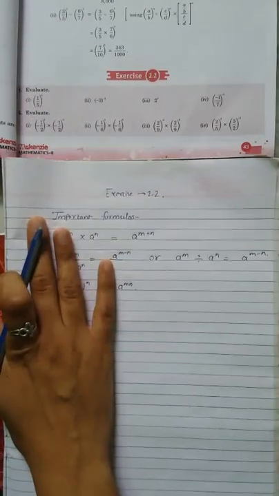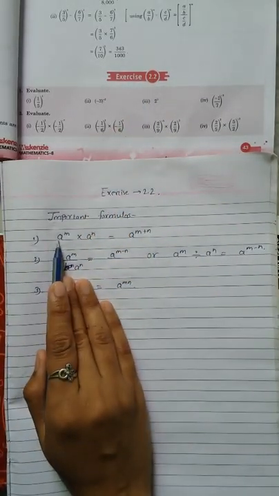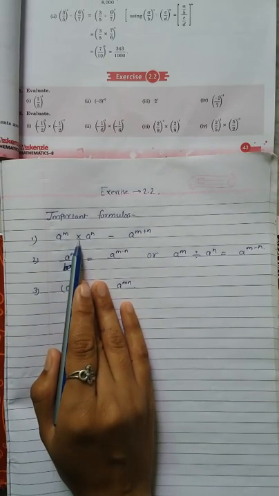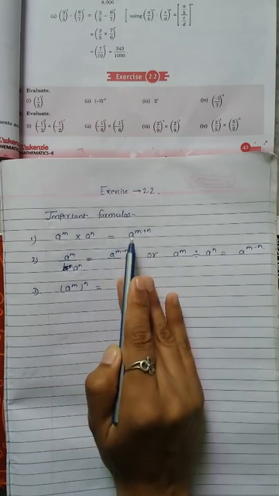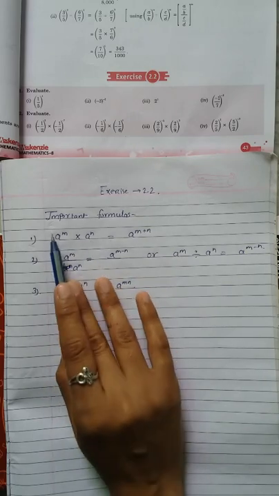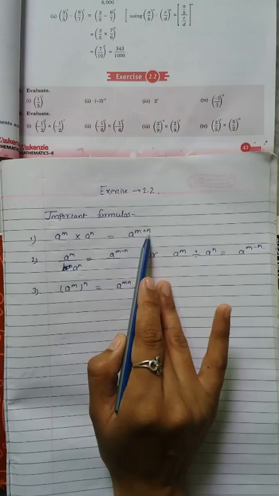So first of all we will see some important formulas used in exercise 2.2. If the base is a and the power is m, multiplied by base a with power n, we will write it as a^(m+n). It means the bases are the same and the powers are different, so we will write the base one time and add the powers.